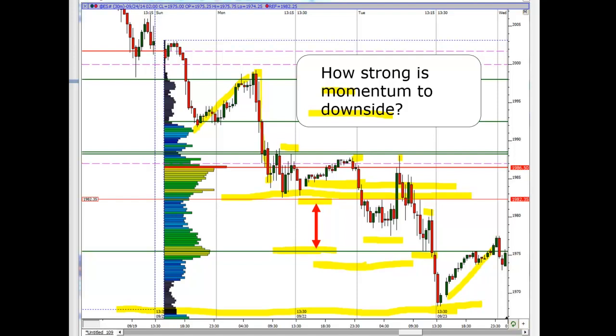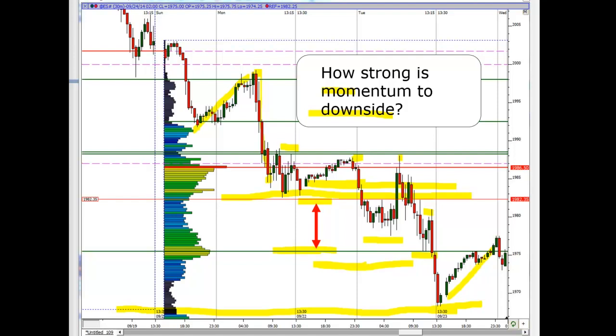Come on, buyers, buy all you want. We're going to sell to you. There is strong selling pressure. So look at how many 30-minute periods it took just to overcome these last 3 bars. That tells me momentum is still to the downside.